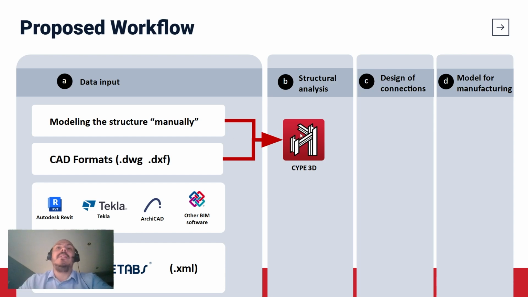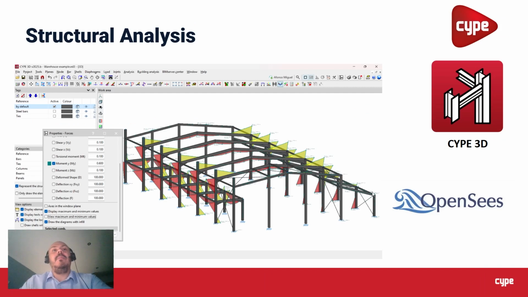analysis, it's Cype 3D. Cype 3D, as I said before, is a software for this purpose: to introduce the geometry of the structure, generate the analytical model, create the load cases, and then apply these loads to the structure, and the software will design the sections, or will select the best section for each one of the elements of the structure according to the criteria of a code standard that was selected in the beginning of the project. As I said before, it's powered by the Open system.